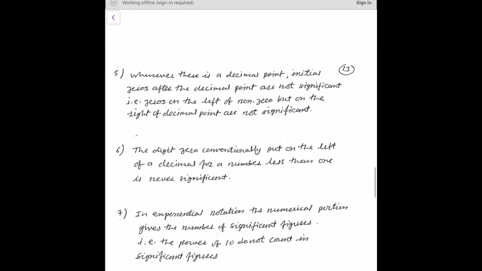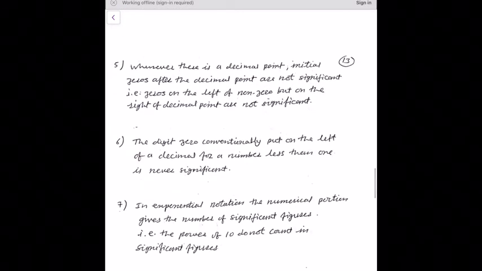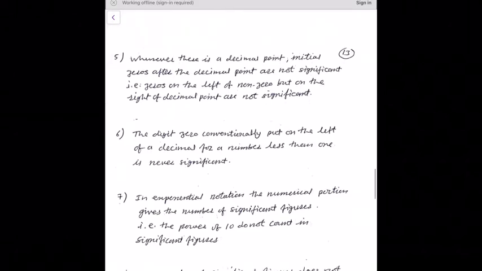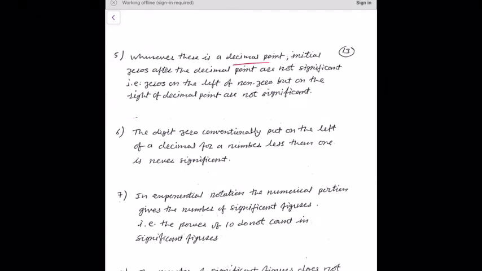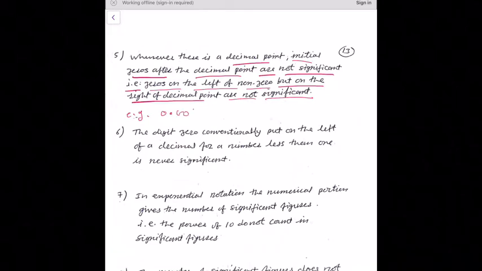Next, fifth, whenever there is a decimal point, initial zeros after the decimal point are not significant. That is, zeros on the left of non-zero digits but on the right of the decimal point are not significant. For example, 0.0012 has 2 significant figures.